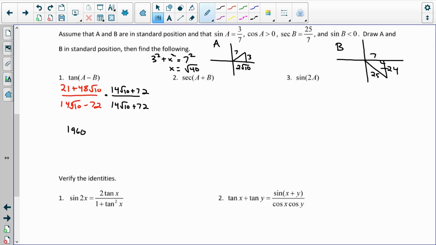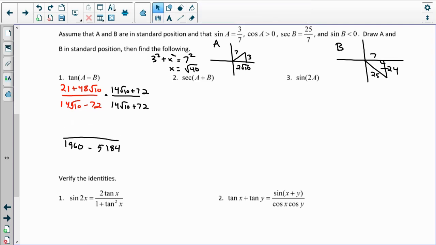And I have 72 times 72. That ends up being 5,184. I promise you we won't do those nasty numbers to you on a test. So we have the denominator is negative 3224.